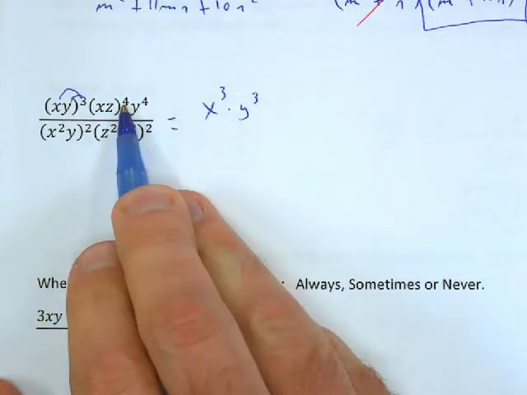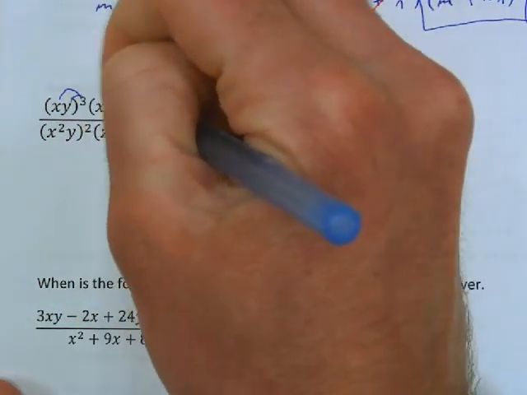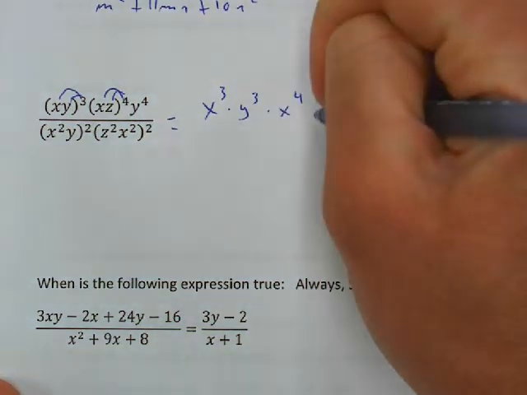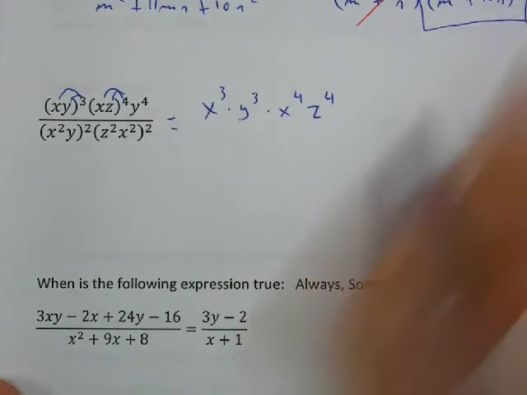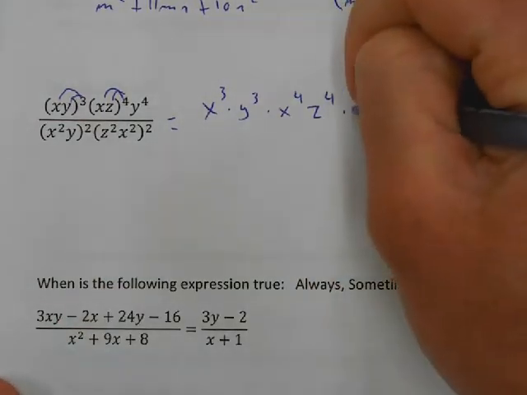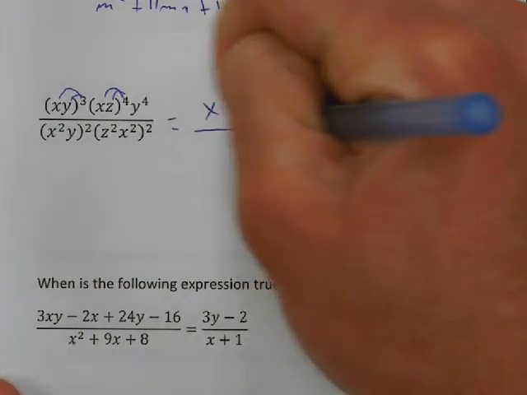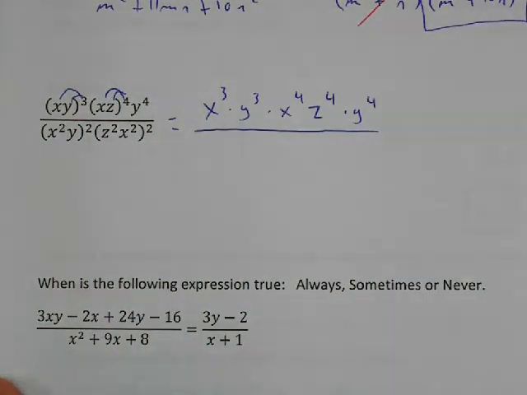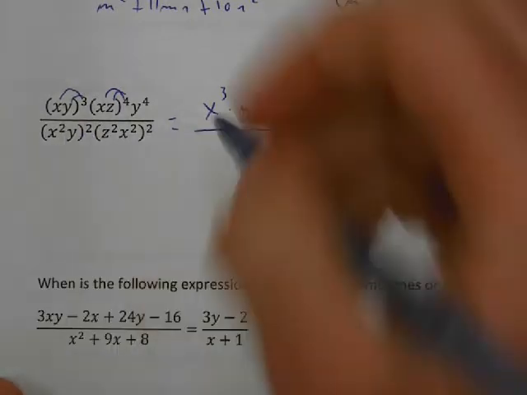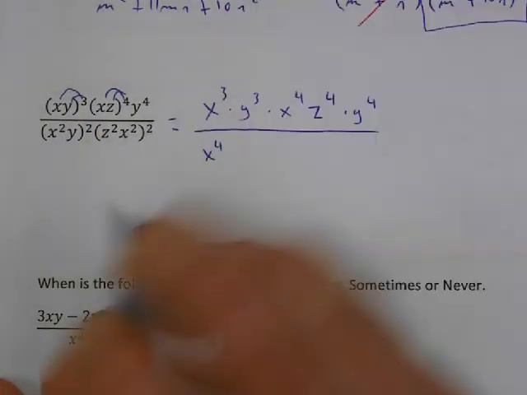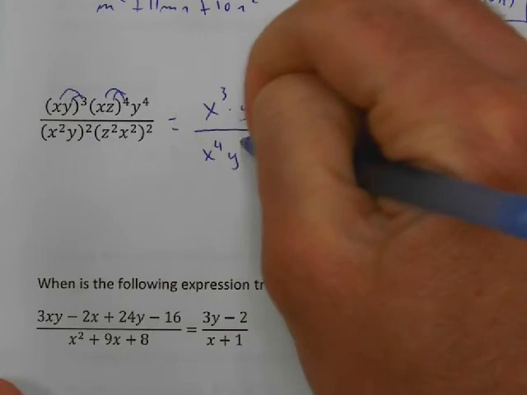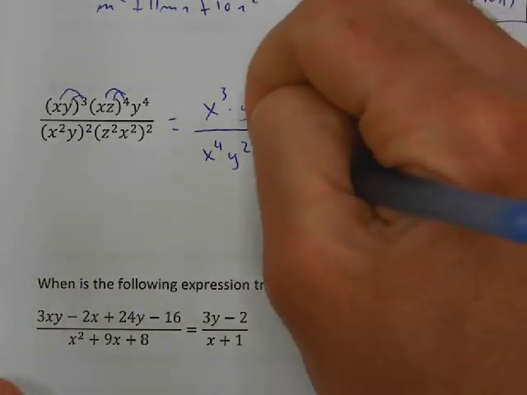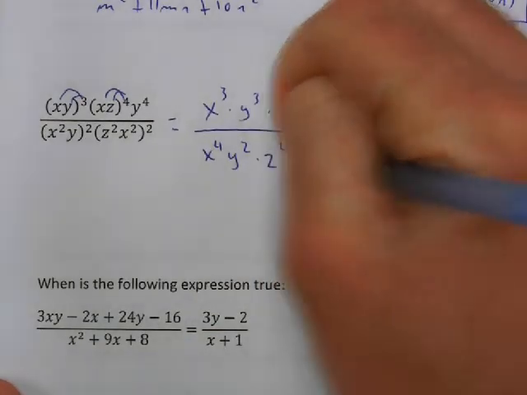And then same thing here, I want to distribute the 4 to the two exponents there. So that would be times x to the 4th, z to the 4th, and then I got another y to the 4th. Okay, so then that's on top. Next, I want to just do the same thing on the bottom. Distribute the 2 here, that's going to be x to the 4th and y squared. And then same thing here. Multiply those exponents, we get z to the 4th and x to the 4th.